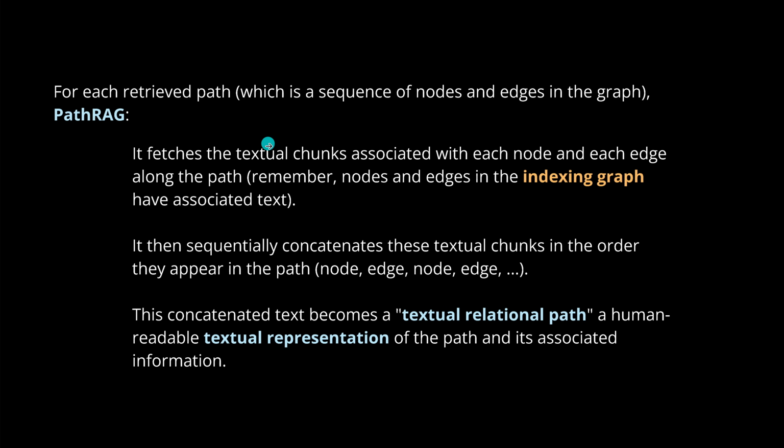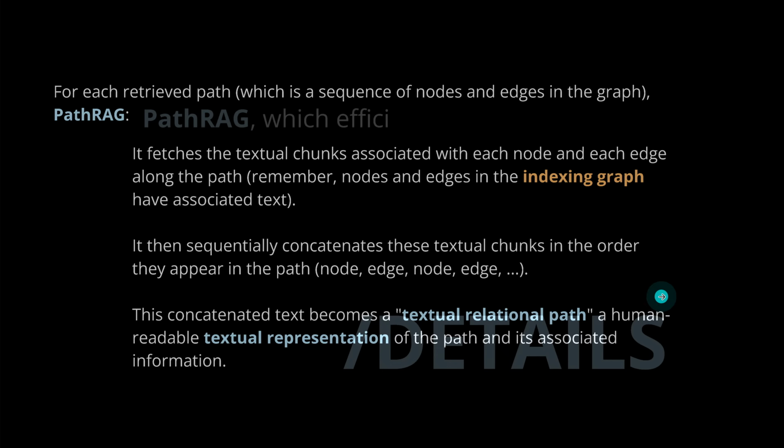And then PathRAG will fetch these additional, very valuable textual chunks that are associated with each node and edge along the path. And we have here the importance of this index graph underlined. We have concatenation of the textual chunks in the order they appear in the graph, node, edge, and this concatenated text becomes a textual relational path. And this is a human-readable textual representation of the path and its associated information that is so valuable. And for the LLM, this becomes an easy task.